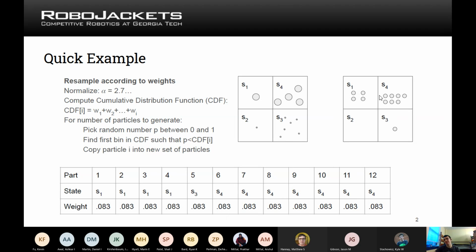So particle filters aren't exactly deterministic. They're not deterministic usually, so there's a lot of chance that goes on. But if you have enough particles, you have a very good chance of converging, and it does work as a localization technique.